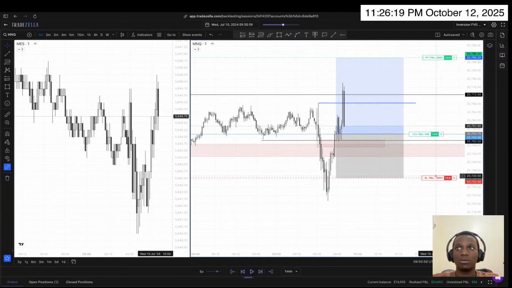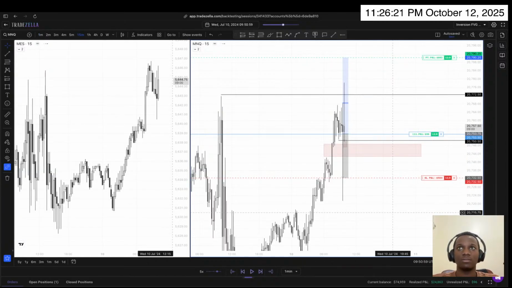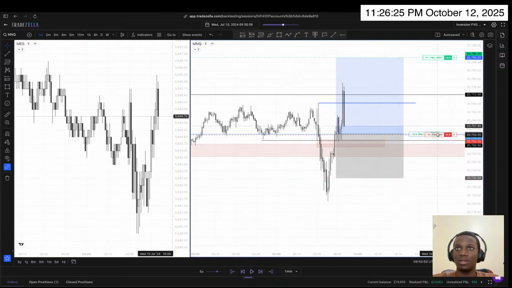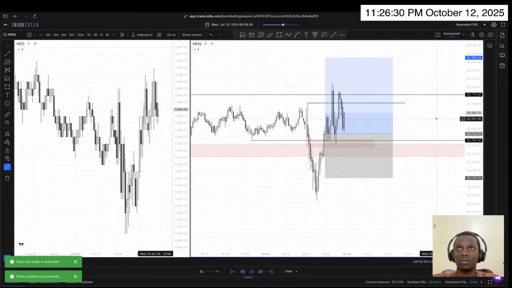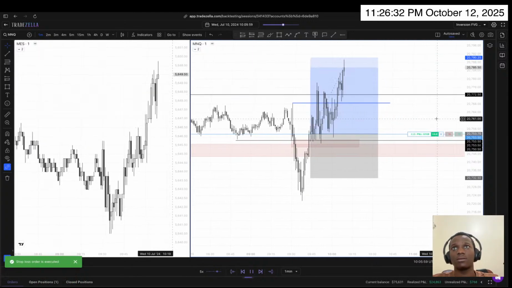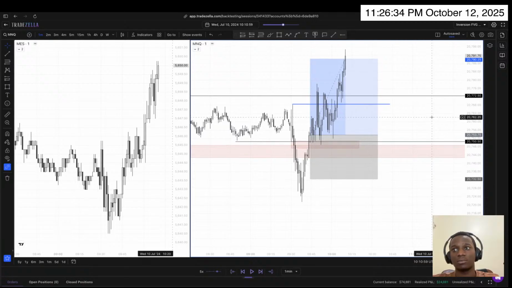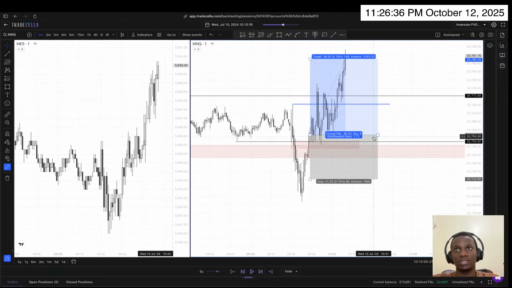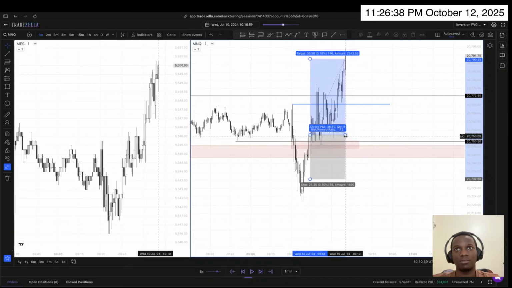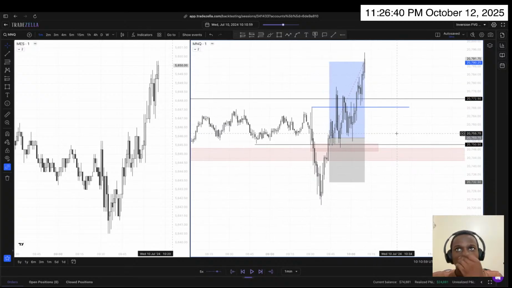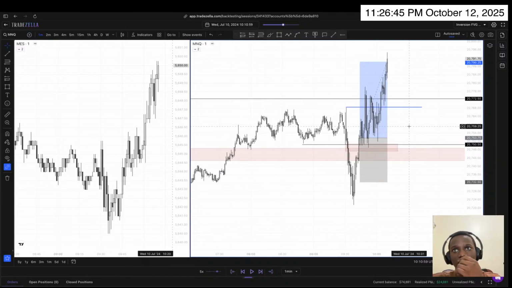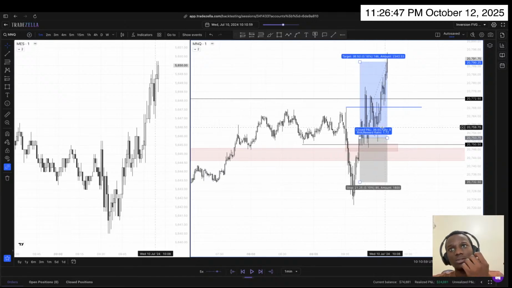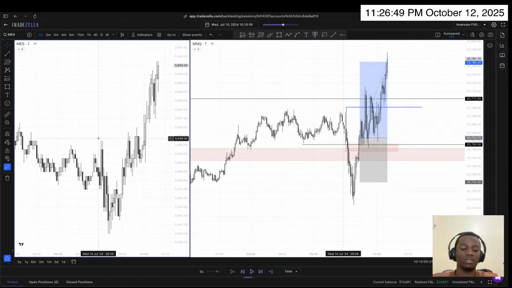Whoa, crazy move. Check the 15. Dude, this is going to be a break even day. And price ends up hitting take profit after taking us out at break even. So this was a retracement into a gap. We got stopped with that in a run.